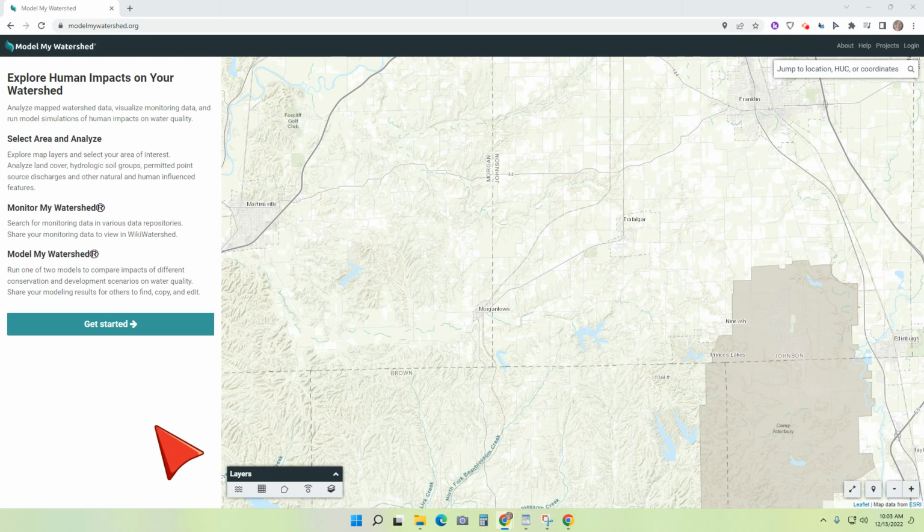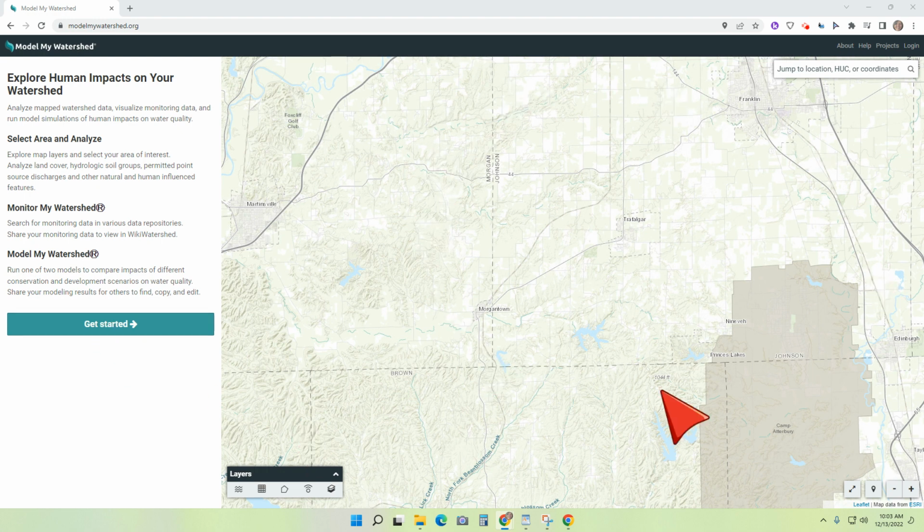I just wanted to walk you through this Model My Watershed interactive. This is a really cool tool that we'll be using so that you can look at what is happening. We'll discuss exactly how to go through this interactive. The first thing you want to notice is you can do all these things. You can select certain areas, you can analyze them, you can even model in the watershed. So let's go ahead and get started.